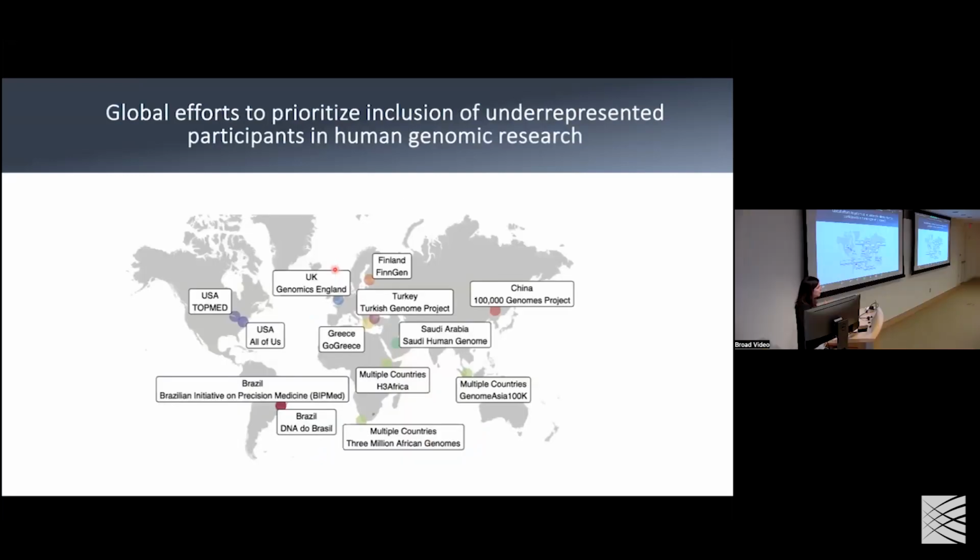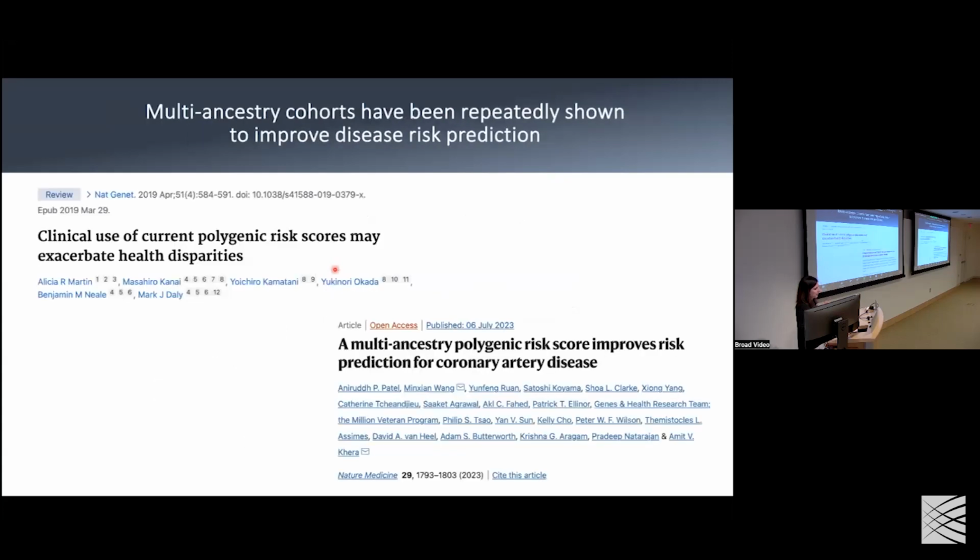And to rectify this, many efforts have been launched to prioritize the inclusion of underrepresented participants in human genomics research. Some of these initiatives are highlighted here on this map. And why this is important: there has been a lot of work, much of it from Broadies themselves, that has highlighted that when genetic studies underrepresent populations, the resulting polygenic risk scores are not representative of these populations. And so these are less accurate in a clinical setting, and this can in turn exacerbate health disparities.